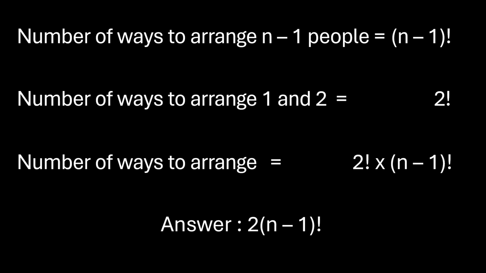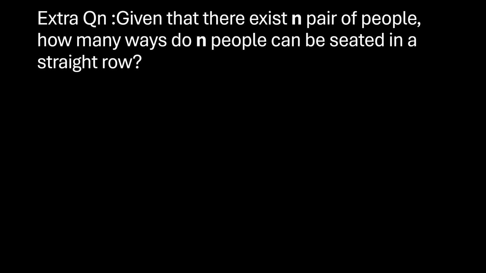Alright, now we have this extra question. Feel free to give it a try, because this is a higher level, much bigger step from the previous question, if you want to try and get this correct. Now, given that there exist n pairs of people, in how many ways can the people be seated in a straight row? I'll just give you the answer, and maybe you can feel free to pause as much as you want. But I'll give you the answer in 3, 2, 1, which is going to be 2 to the power n times (n minus 1) factorial.